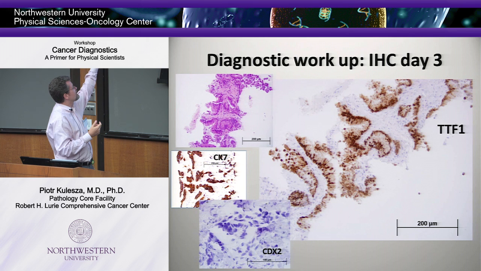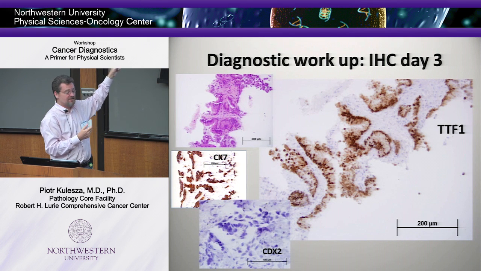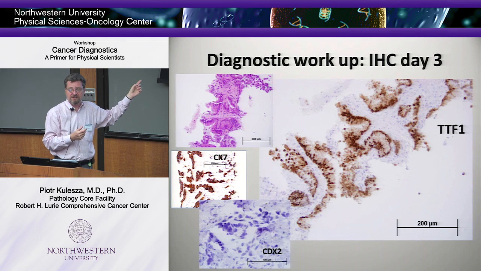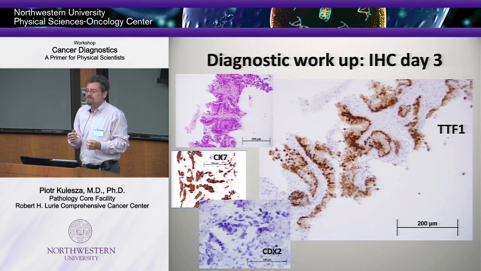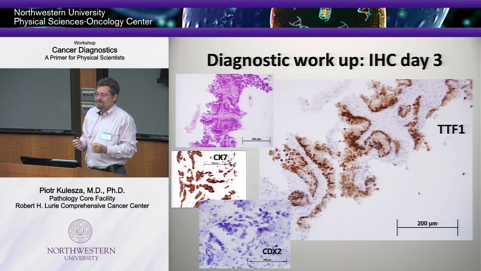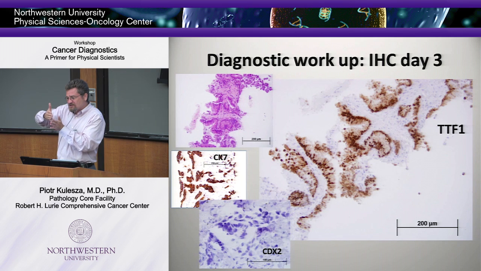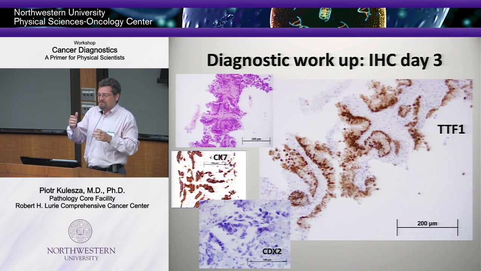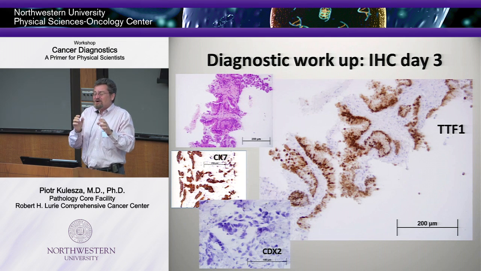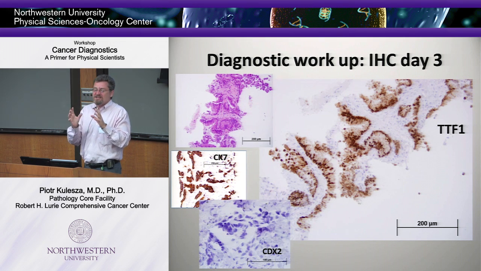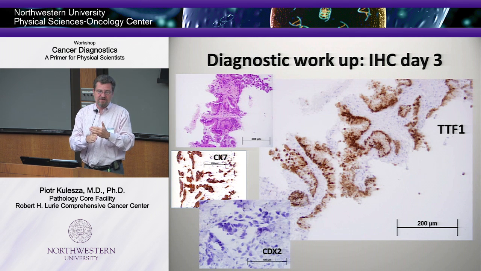There are other markers here, such as cytokeratin 7, a lower molecular weight cytokeratin, and CDX2, which I don't know what it stands for, I just forgot. Thank you. I think it's one of these homeobox genes, right? I don't know its name. Licht knows. Fantastic. CDX2 is very specific to mucinous gastric epithelia.